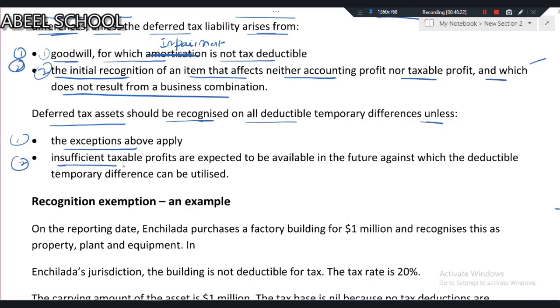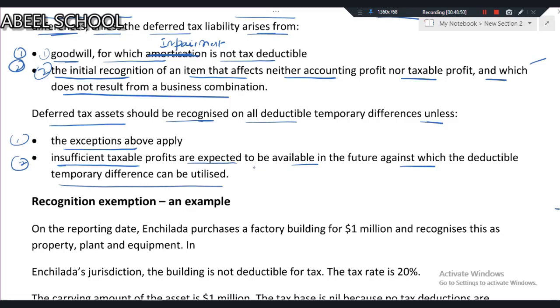Another point: insufficient taxable profit is expected to be available in the future against which the deductible temporary difference can be utilized. Basically, if you have deductible differences, we know that deductible differences multiplied by the tax rate give you the deferred tax asset. But IAS 12 says if you will have insufficient taxable profit available in the future against which the deductible temporary difference can be utilized, then do not recognize a deferred tax asset.